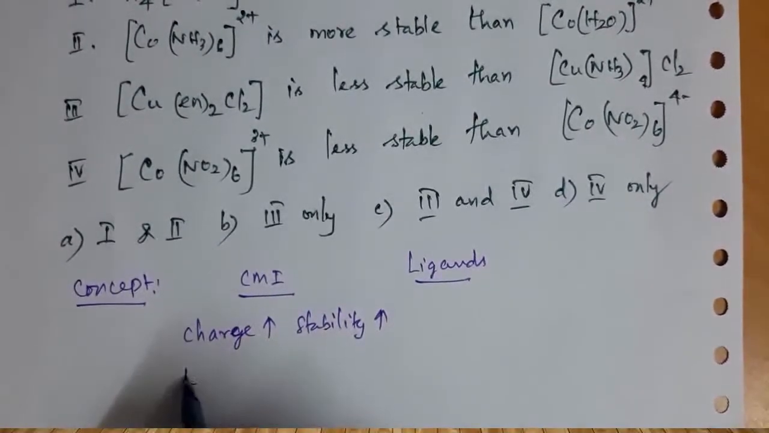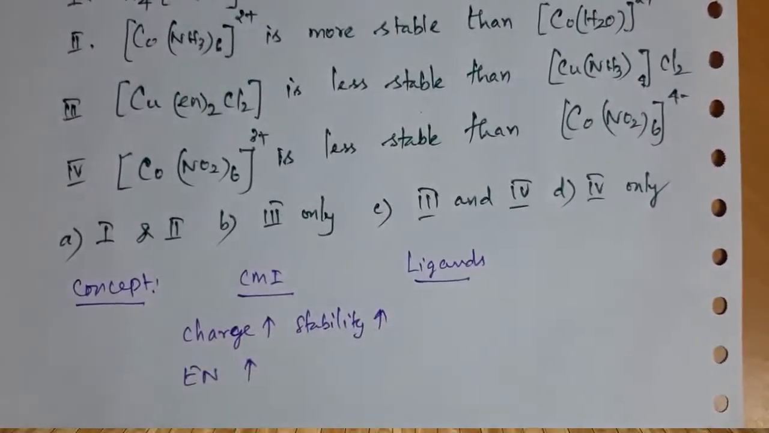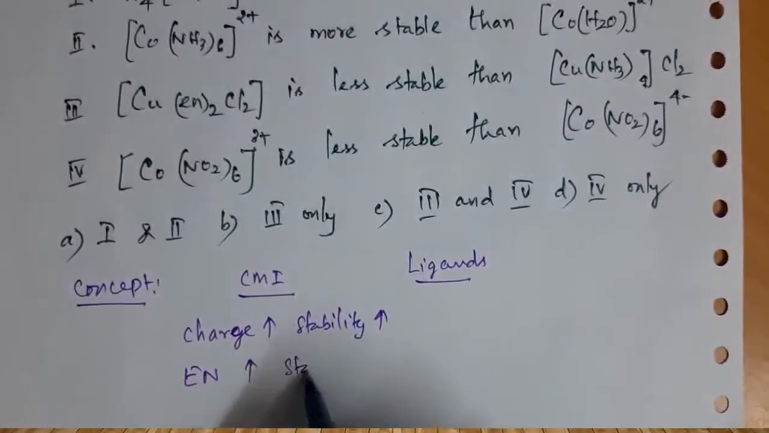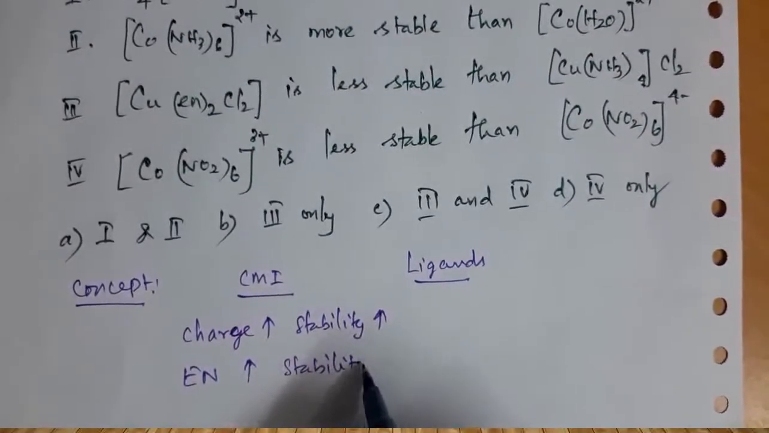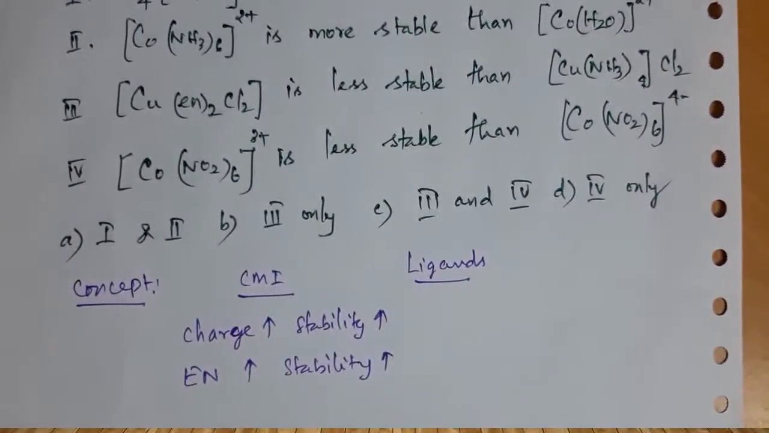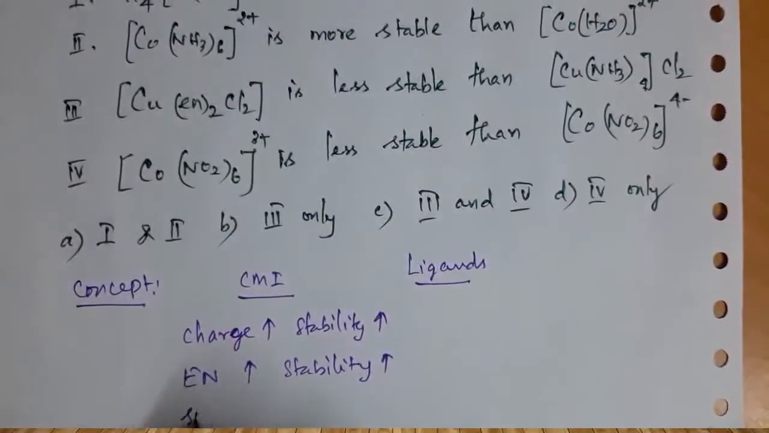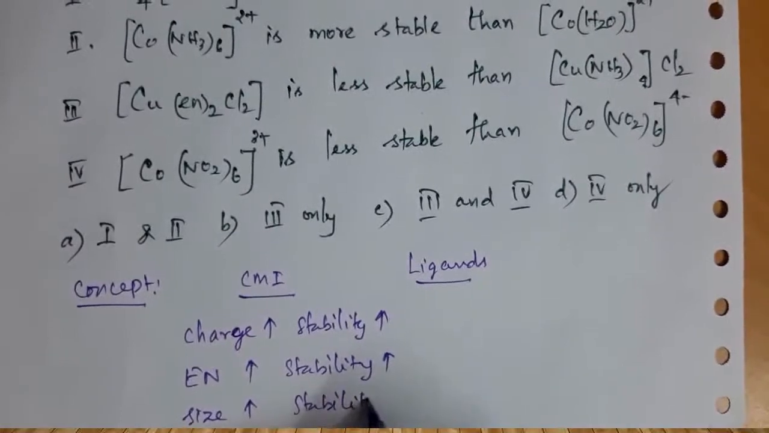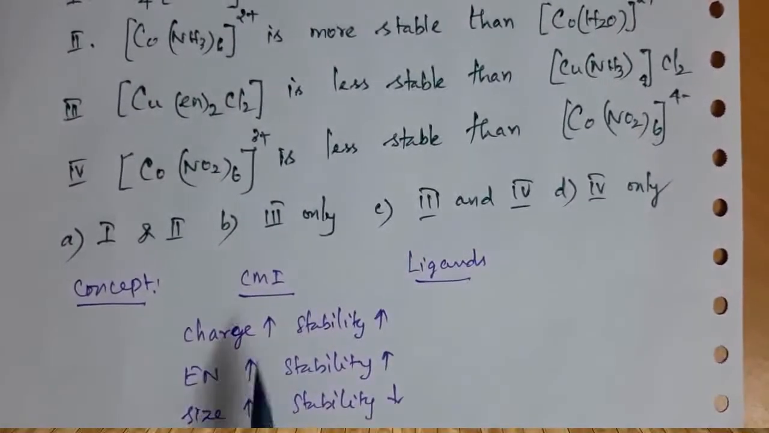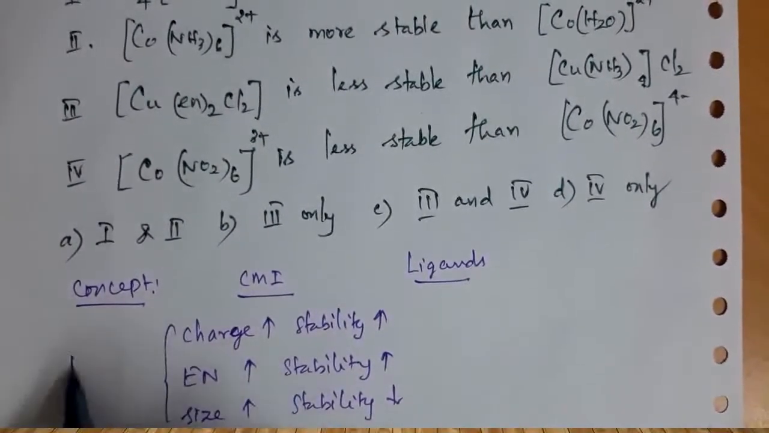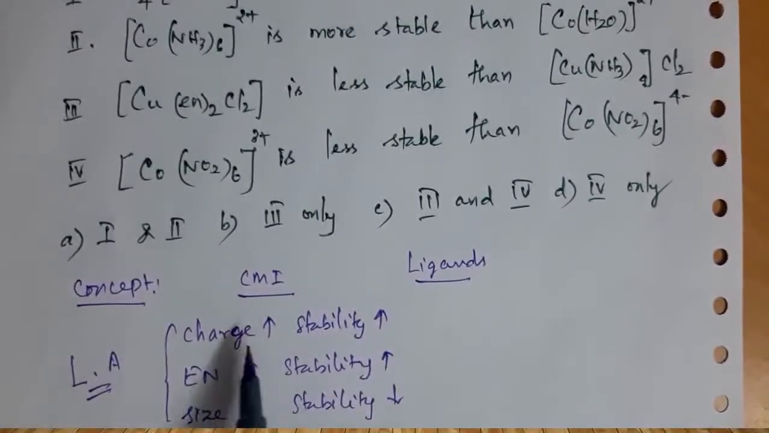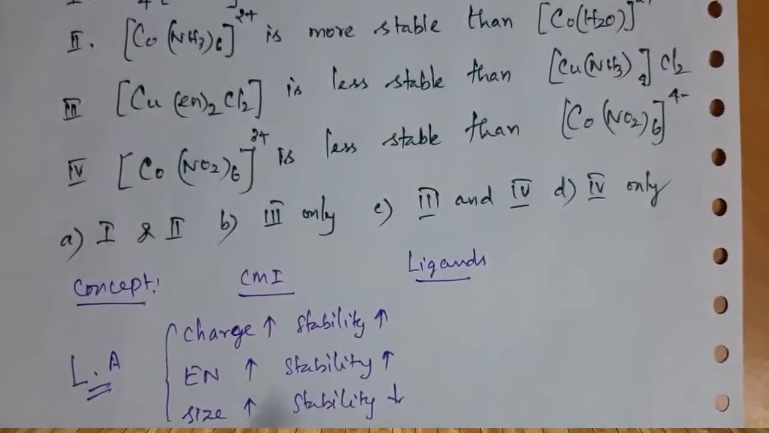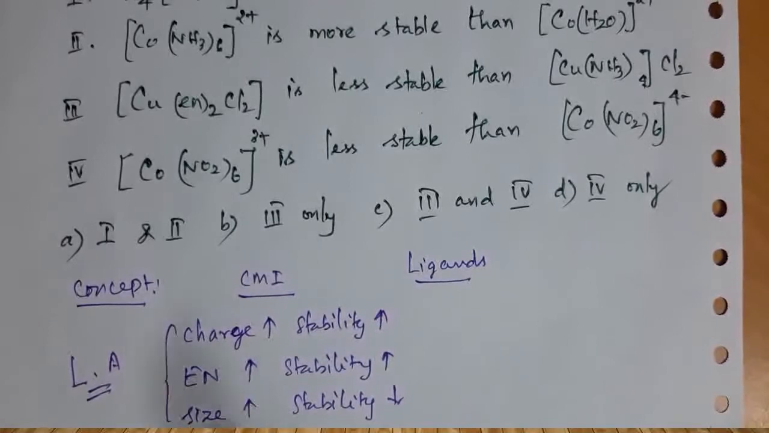And as the electronegativity of the central metal atom increases, stability increases. And as the size increases, stability decreases. So the central metal ion in general is a Lewis acid. So for a Lewis acid, as the accepting tendency increases, the stability also increases.